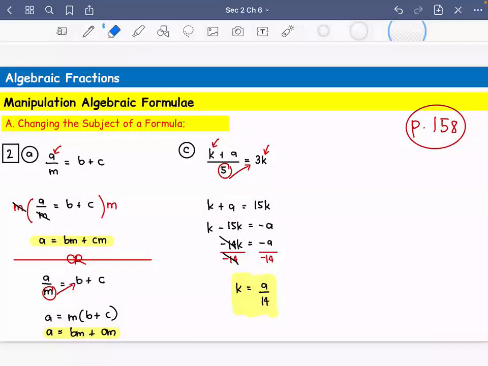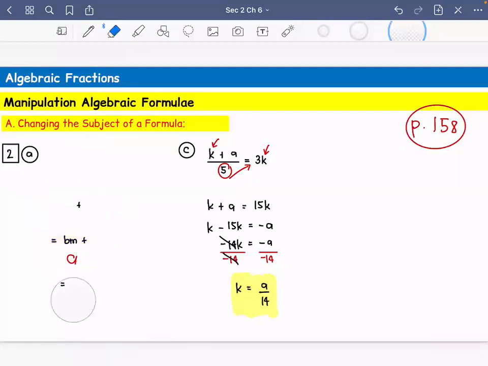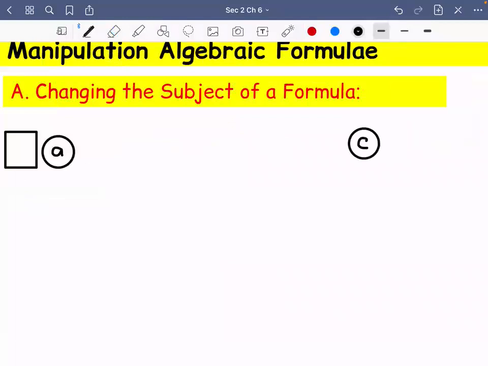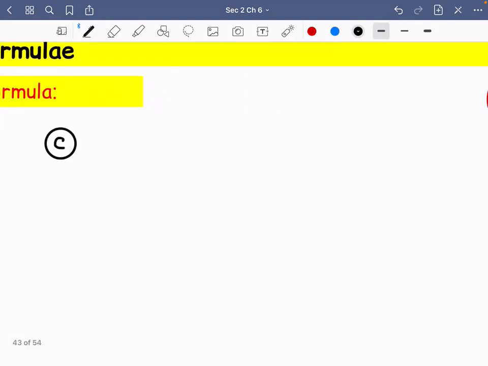Okay, so let's have number 3, letter A and C. So you get the cube root of h minus k equals m. And then for letter C, we got p is equal to v squared over r.